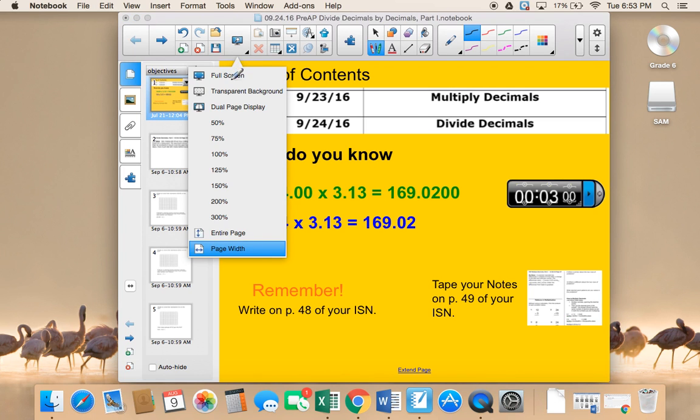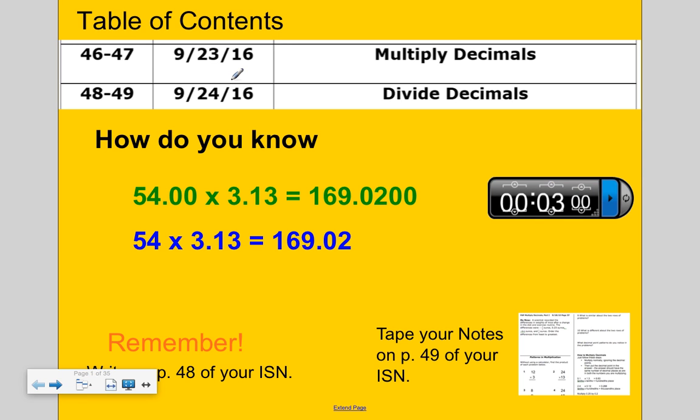This lesson is over how to divide decimals, part 1. So how do you know? Let's look at our number routine. How do you know that 54 whole times 3 and 1300 is equal to this, while 54 times 3 and 1300 is also equal to this? As you can tell, these are equivalent.